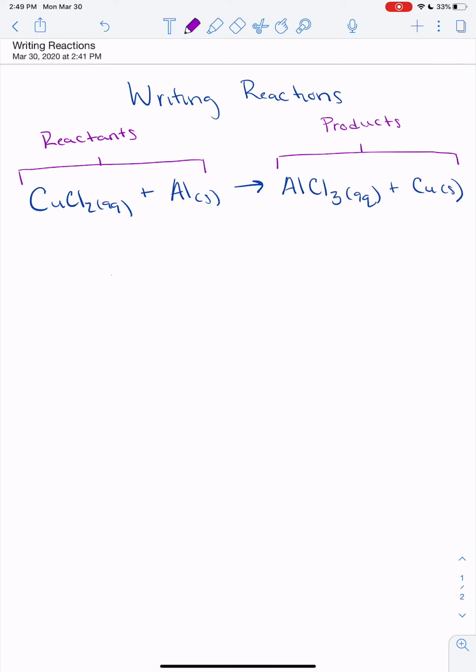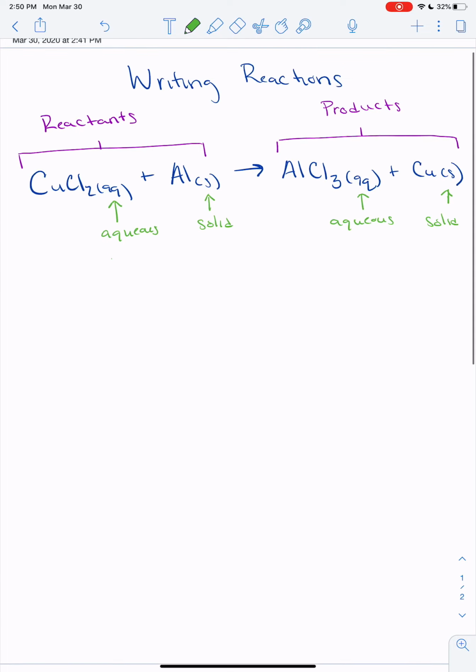Another thing that would be useful for us to know is these little things in the parentheses. This tells us the state of matter. So we could have solid, liquid, gas, or also aqueous. Aqueous means that it's dissolved in water. So here, this AQ represents aqueous, and S represents solid. Now, we don't have any in this example, but we could have had a liquid, which would be represented with an L, or a gas, which would be represented with a G.